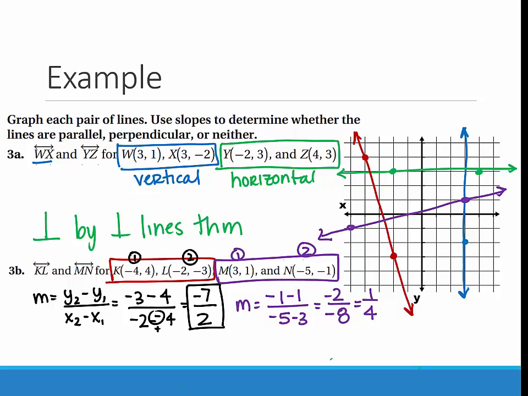Now remember we said in order for something to be perpendicular, their slopes have to multiply to make negative 1. So if I do negative 7/2 times 1/4, I end up with negative 7 over 8, which is pretty close to negative 1, but it's not. So this is neither parallel or perpendicular.